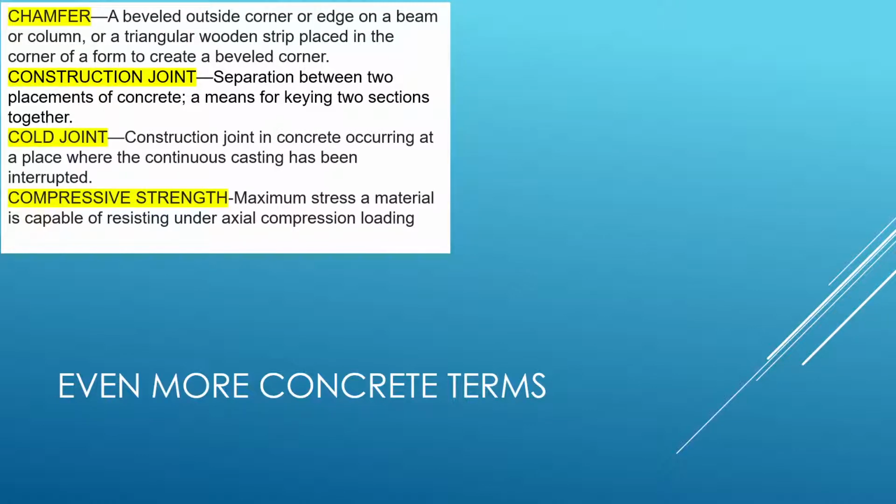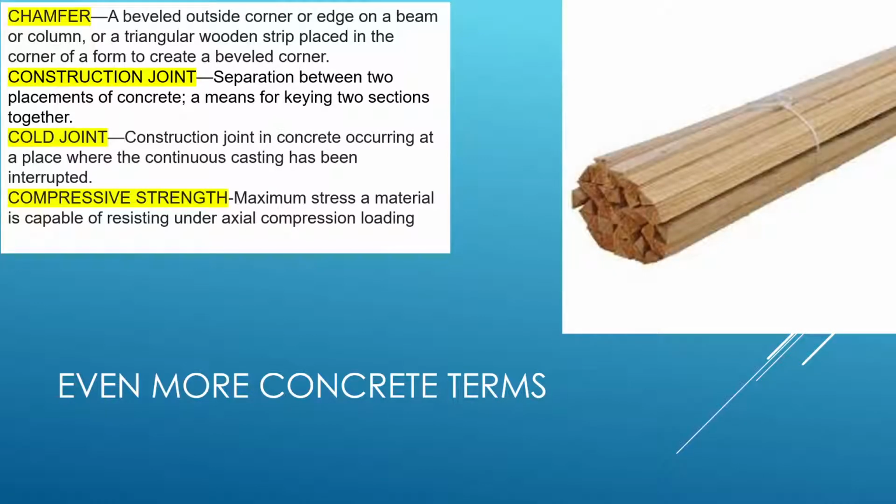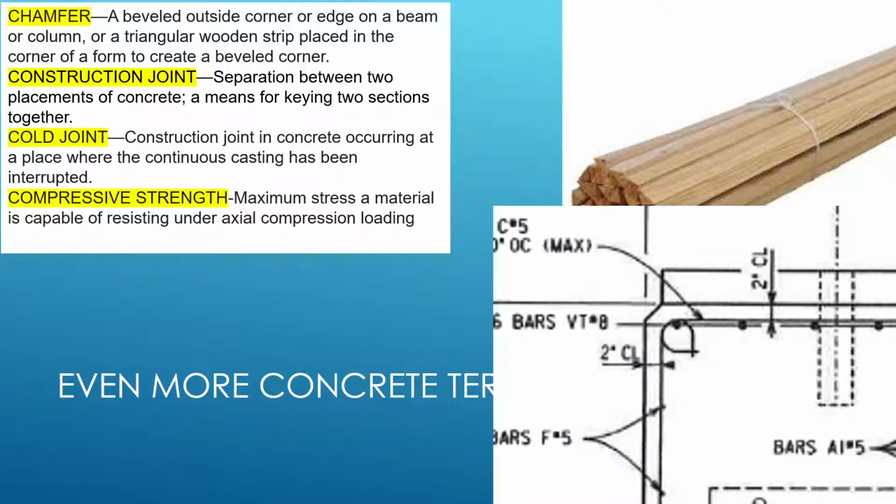Number 1, chamfer. It's a beveled outside corner or edge on a beam or column, or a triangular wood strip placed in the corner of a form to create a beveled corner. These are used with the states to bevel off any exposed corner that the public can access. This could be a safety issue. A non-beveled edge corner of concrete can injure you if you fall into it or rub against it. I've seen guys get abrasions off of it. So this is a safety issue and it's an aesthetic issue. It makes the concrete look good, a clean finish.